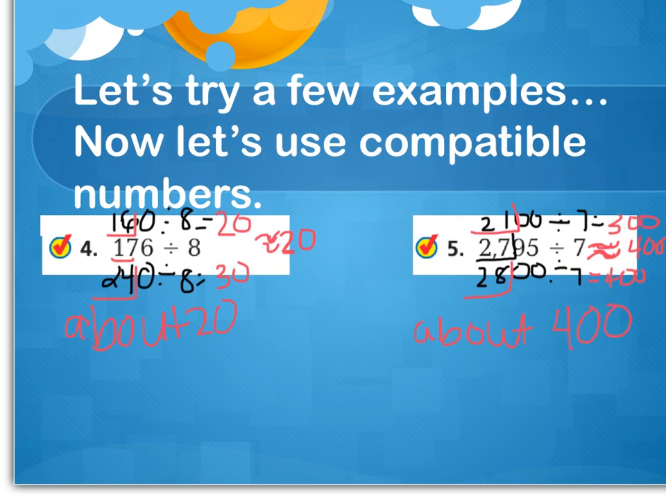For 176 divided by 8, I use the compatible numbers of 16 and 24 to get 160 and 240. Dividing those by 8, I got 20 and 30. Since 176 is closer to 160, my best estimate is about 20. For 2,795, I used the compatible numbers of 21 and 28, getting answers of 300 and 400. But since 2,795 is much closer to 2,800 than 2,100, my best estimate is about 400.